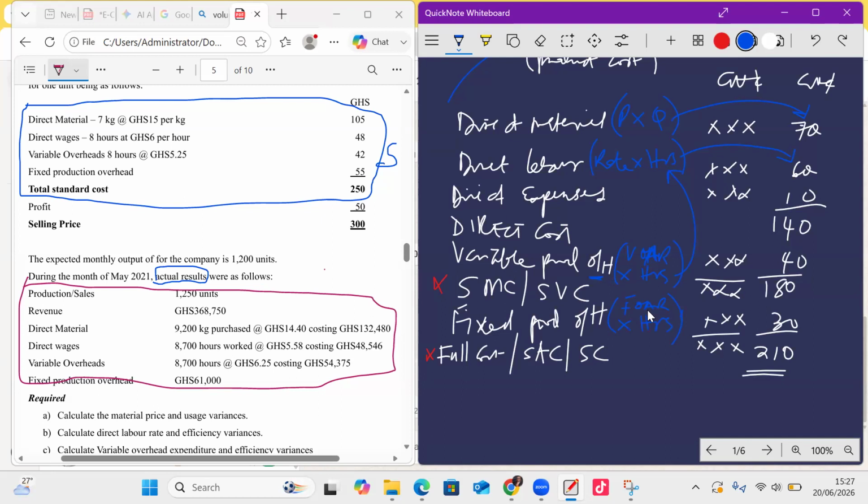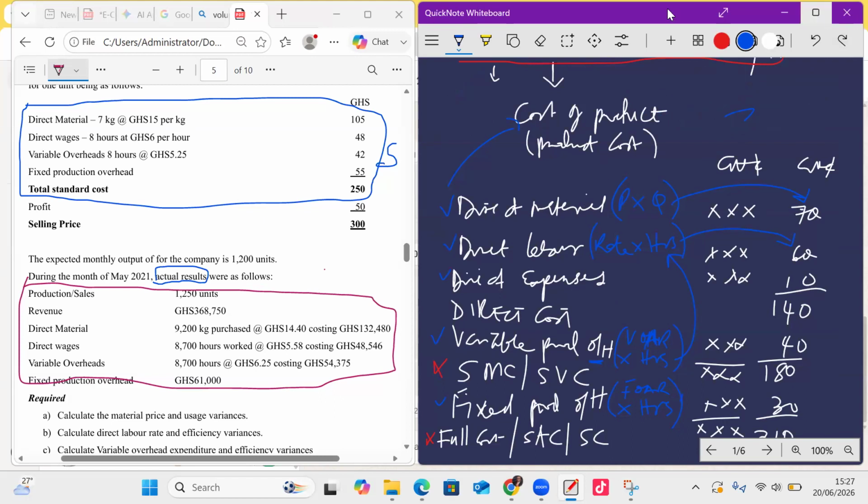So let us present it this way. Are we okay? So these two factors in blue, when they multiply each other, they will be able to give us the cost of the elements of the cost card. The elements of the cost card are the direct material, direct labor, direct expenses, variable production overhead. This is an element, this is an element, this is an element. So when I multiply them, I'll be able to arrive at the costs of the elements of the cost card. So what are we going to search out for?